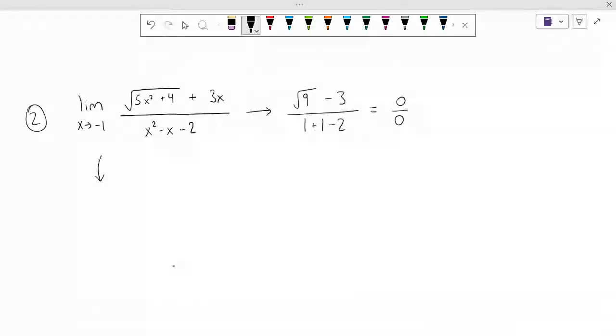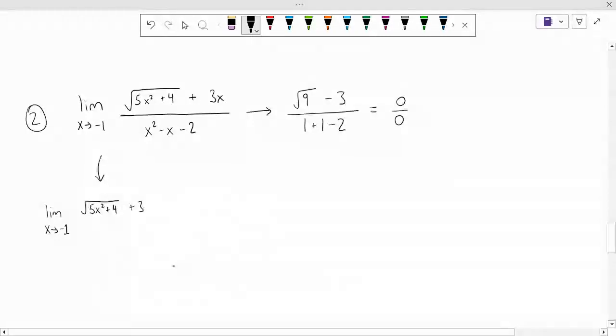Because you're getting 0 over 0, that means we have to do more work in order to actually evaluate this limit. So there's a certain trick that we use whenever you get a 0 over 0 indeterminate form and the problem involves square roots like this one.